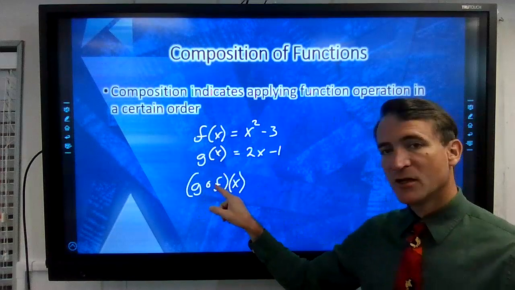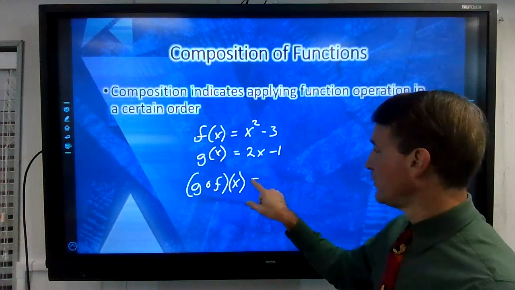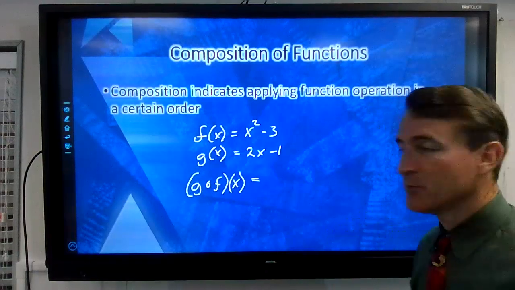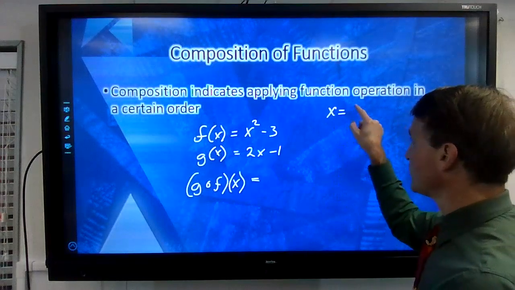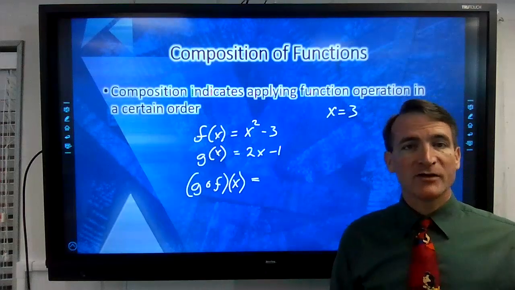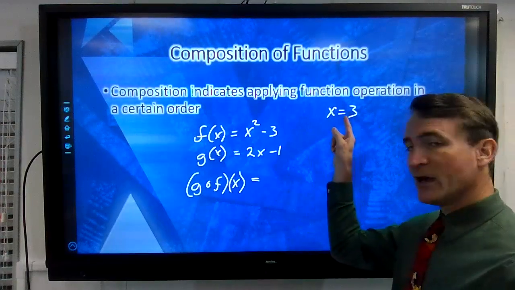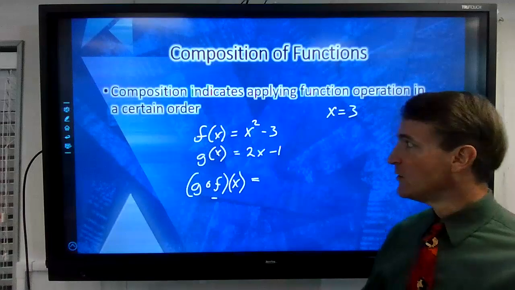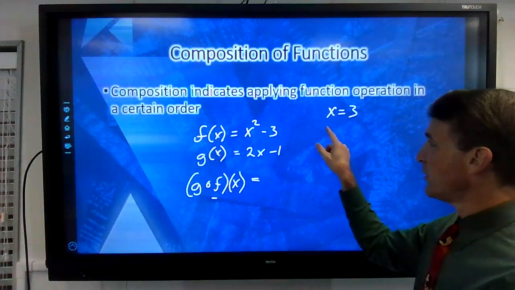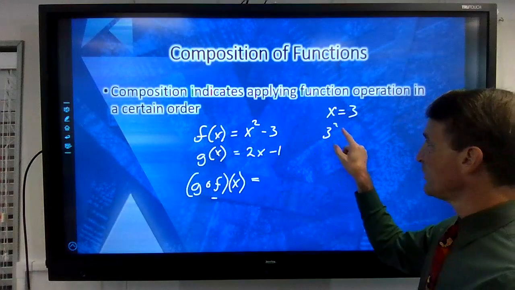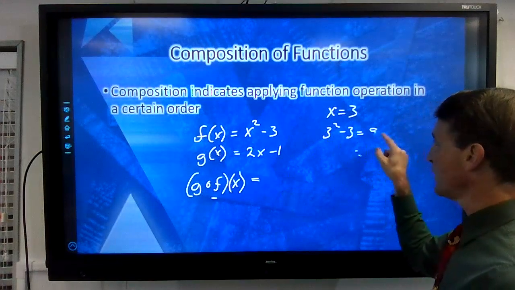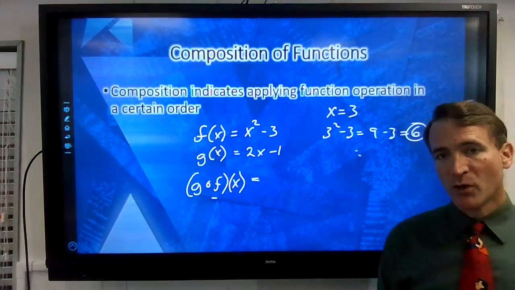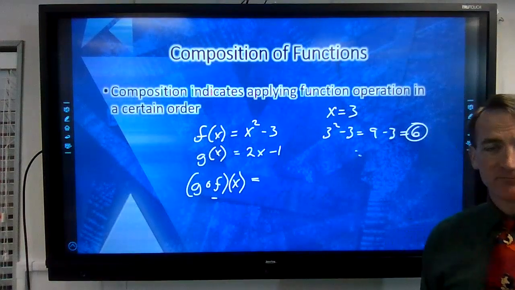So something like g composed of f. What does that give me? Well, here's what we're going to say. Let's just say, as an example, that x is going to be equal to 3. So what I do is I take my 3 value for x, and I plug it into my f function. When I plug it into the f function, I get 3 squared minus 3, which of course is 9 minus 3, which is 6. So my output is 6.